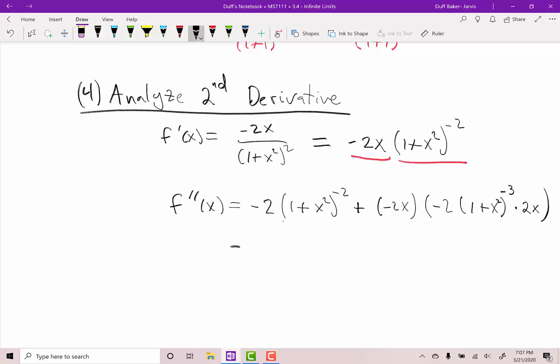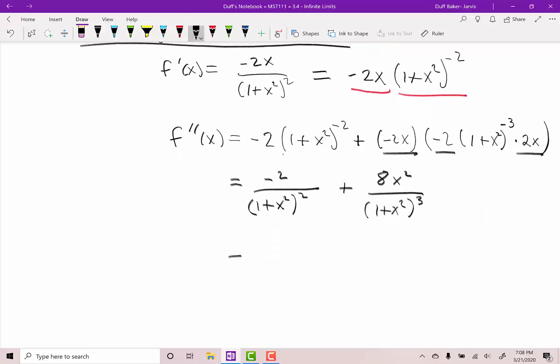Okay, so if we put that all together, that's minus 2 over (1 plus x squared) squared. And then the other piece, if we combine all three pieces here, that's a 4, 8 with a positive. That'll be 8x squared over (1 plus x squared) cubed. And if we put these over a common denominator, our common denominator will be (1 plus x squared) cubed. This will be our common denominator.